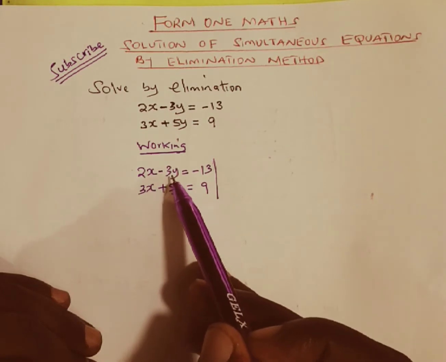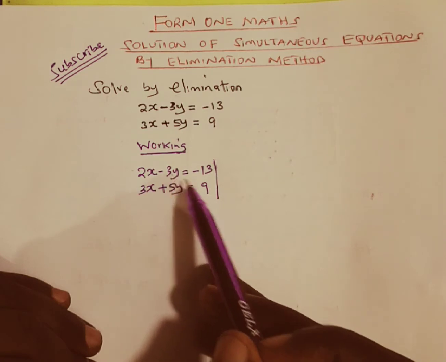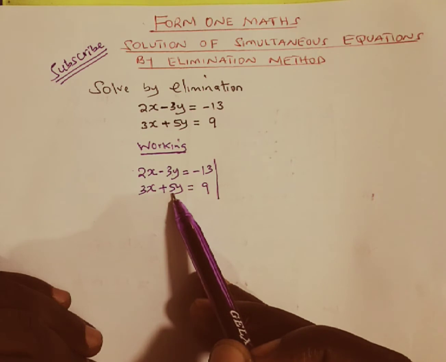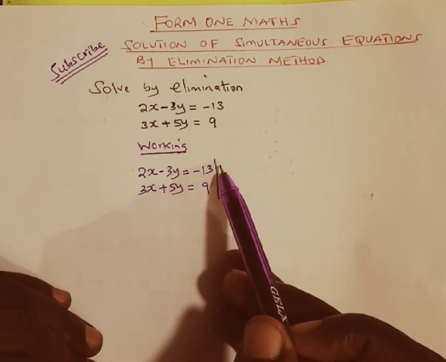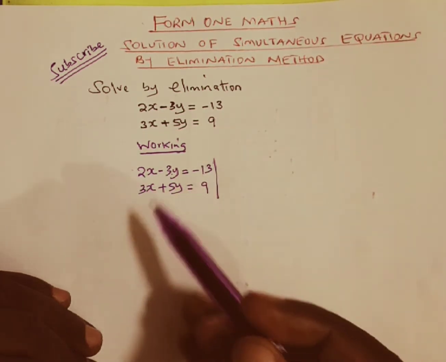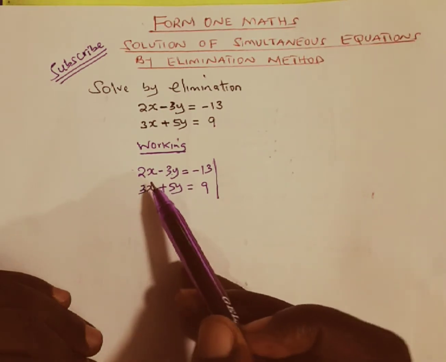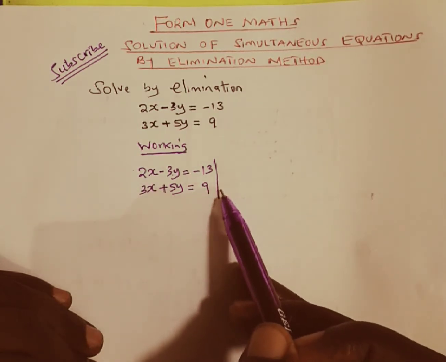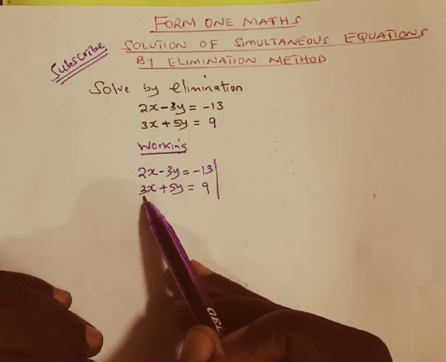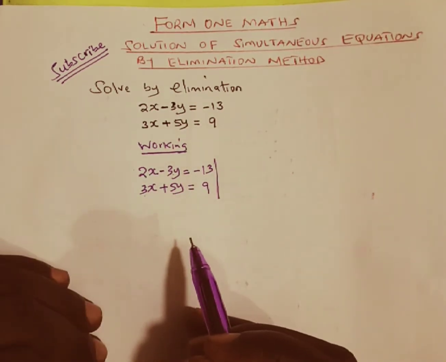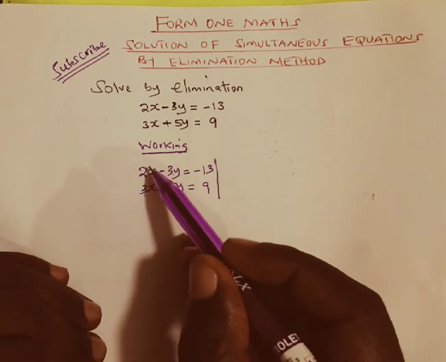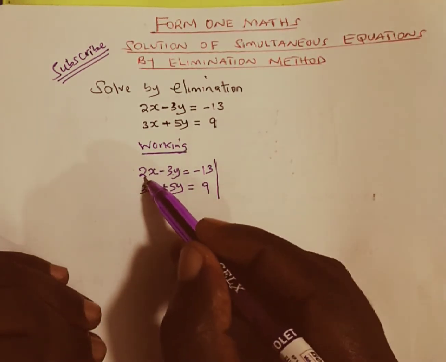If you want to eliminate the part having y, we are going to take the coefficient of y in the first equation, we multiply with the second equation, and the coefficient of y in the second equation, we multiply by the first equation. Or if you want to eliminate the part having x, you take the coefficient of x in the first equation, you multiply with the second, and the coefficient of x in the second you multiply with the entire first equation.